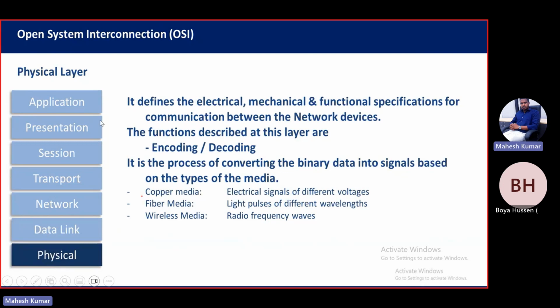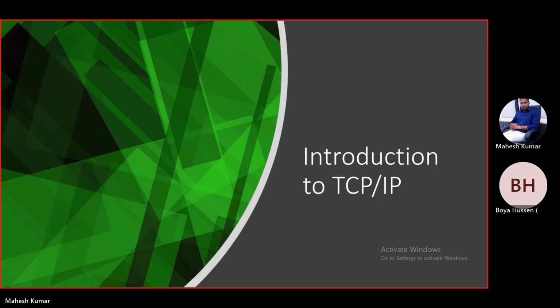Once the data is received from the application, presentation, session, and network layers and arrives on the physical link, it will work based on the cable type only. It will change the data format. Got it? Yes. So that is about the OSI layers.